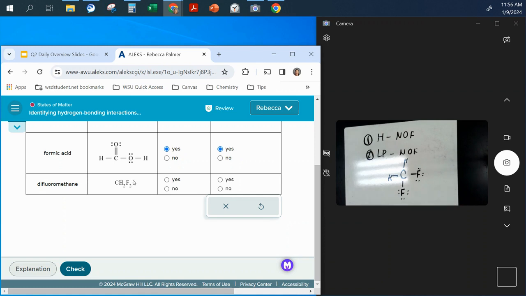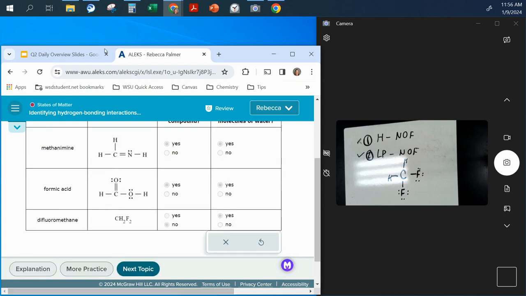Okay, so this one, we do not have a hydrogen on a nitrogen, oxygen, or fluorine. The hydrogens are bonded to the carbon. So this is not true. But we do have a lone pair on a nitrogen, oxygen, or fluorine. There's a lone pair on the fluorine. So this is partially true, yes. So it cannot hydrogen bond with itself, but only one of these needs to be true for it to hydrogen bond with water. So this will hydrogen bond with water because of the lone pair on the fluorine. Okay, so we did 3 examples of that one.